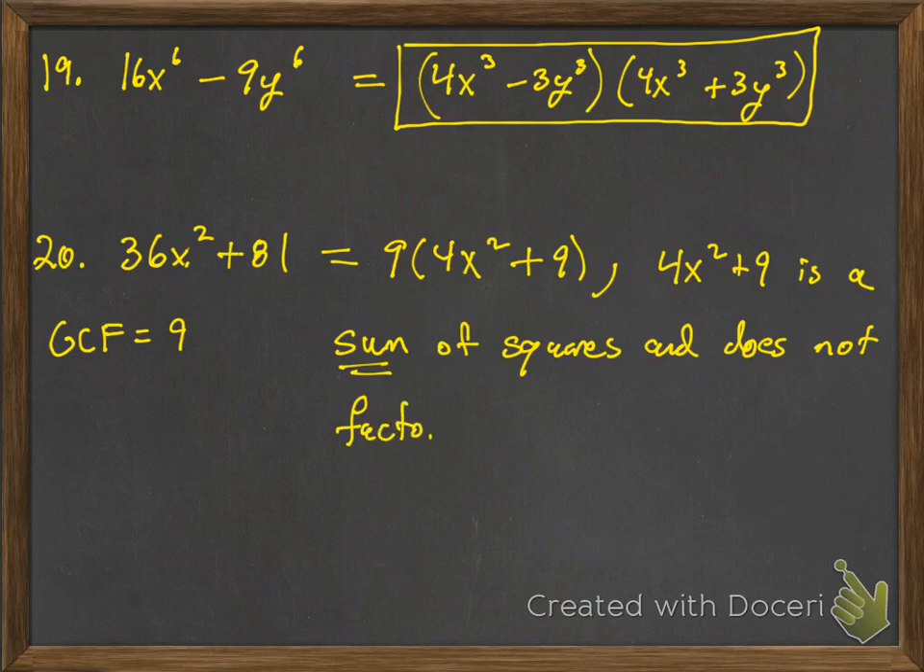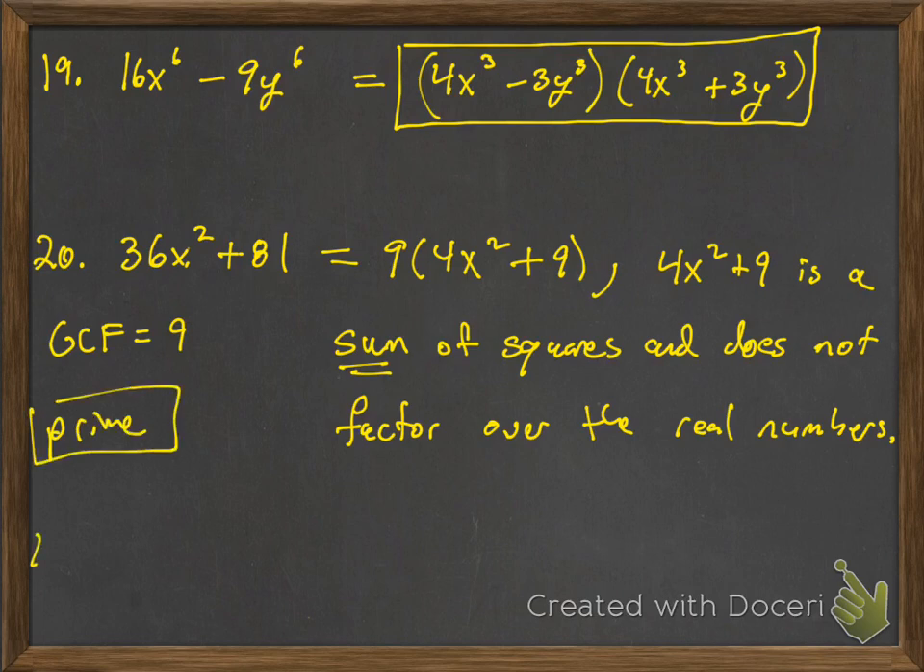You may see the word prime. So after you factor out the greatest common factor, and it's a sum of squares, you're just going to say, okay, well, this thing is prime, and that's it. So sum of squares does not factor over the real numbers. So, if we were doing this in the beginning, this is what it looked like: 9 and then 4x squared plus 9.